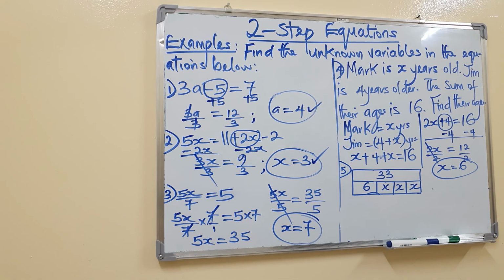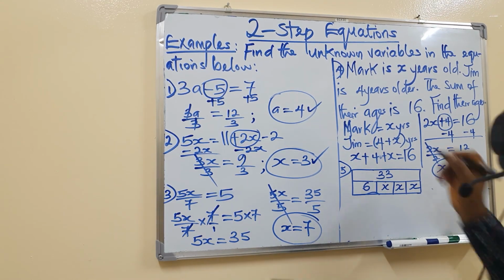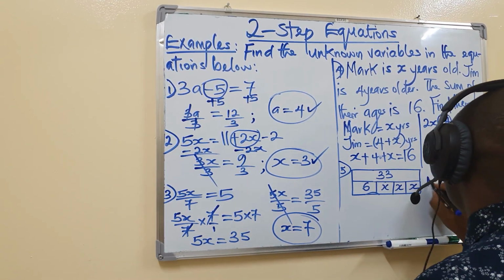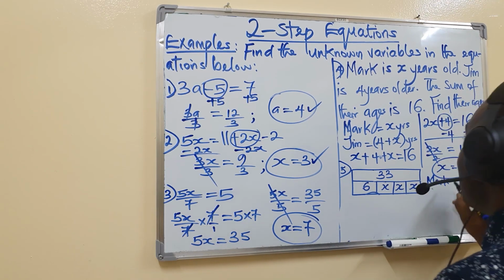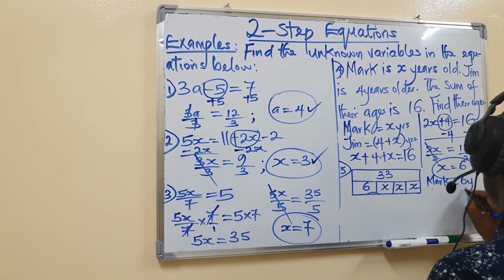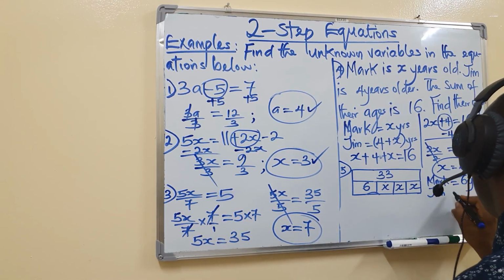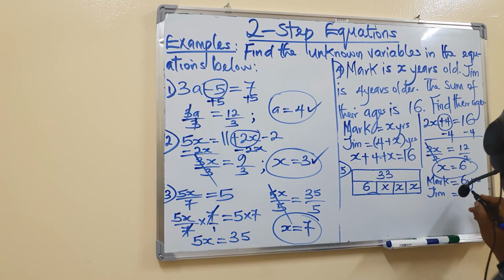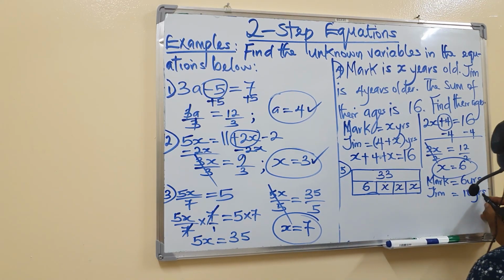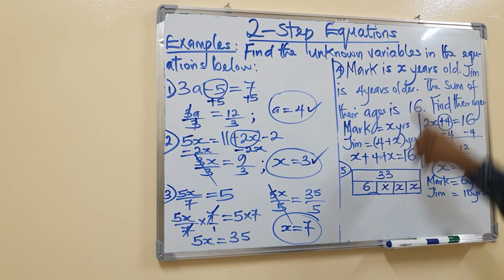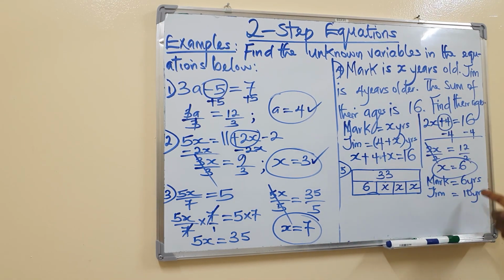Let's check. Let's see if we were right. Mark's age was x. So now Mark's age is 6 years. So instead of x years, we just say Mark has 6 years. That's what it means. And Jim's age, which was initially 4 plus x, has now changed to 4 plus 6. That's 10 years. Do you remember that in the question we were told that the sum of their ages is 16? Check. 6 plus 10, 16. So we are perfectly correct with this calculation as well.